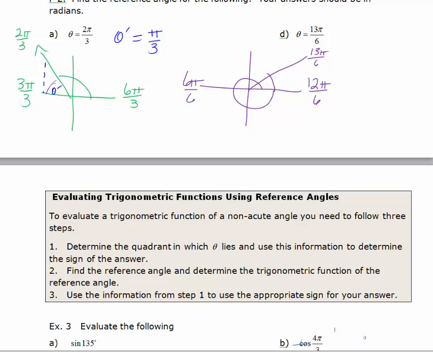And so theta star is going to be this little acute angle in here, and theta star is just going to be 1 pi over 6.